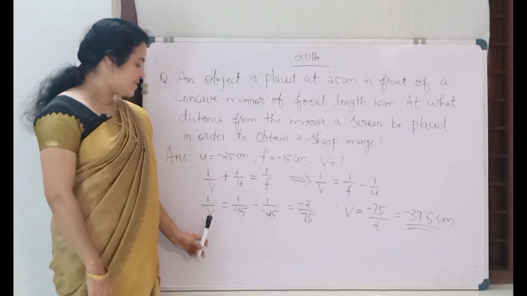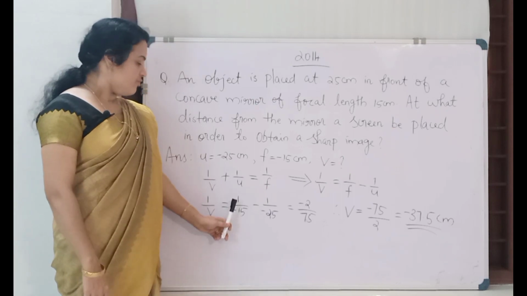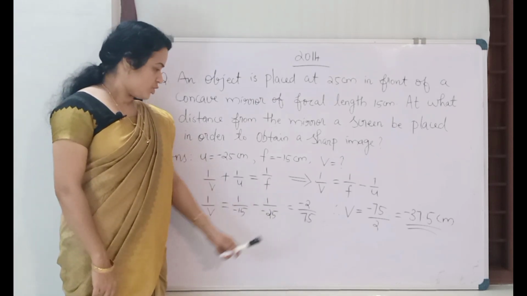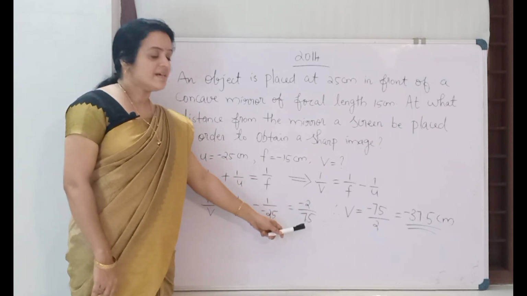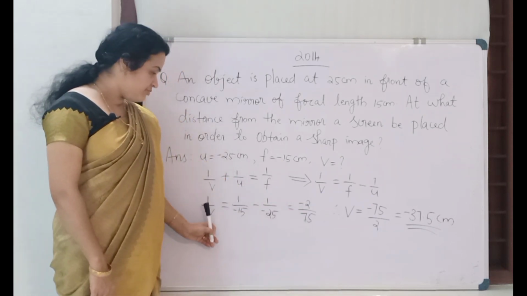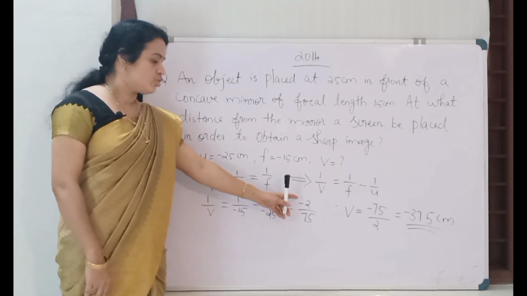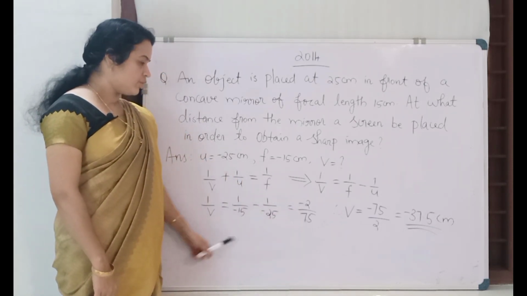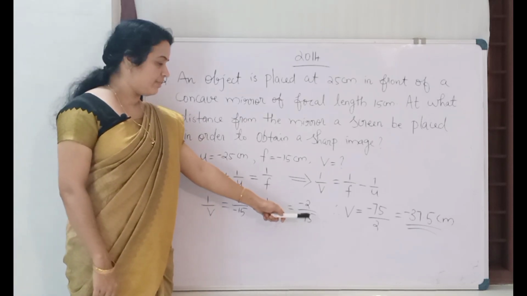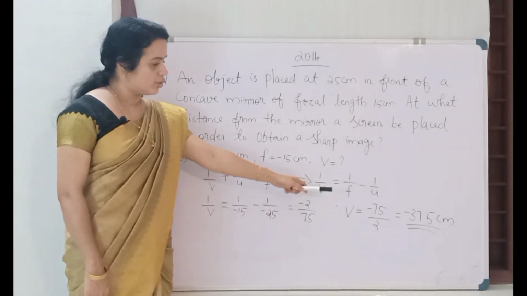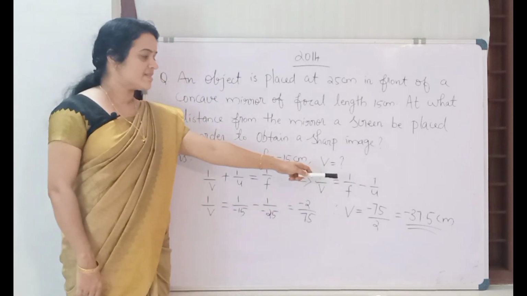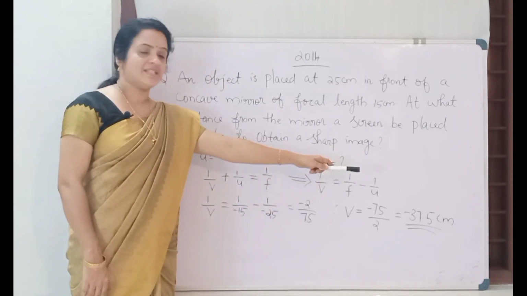So what we will get: 1 by v will be equal to 1 by minus 15 minus 1 by minus 25. So we will get minus 2 by 75. That is, 1 by v is equal to minus 2 by 75. And v will be equal to minus 75 by 2, so that will be equal to minus 37.5 cm. That is, v is minus 37.5 cm.